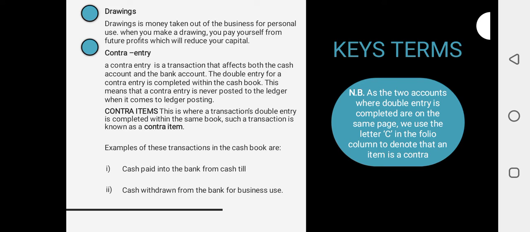Contra entry, remember, affects both accounts. It never affects one account. Hope that is clear. Now, I want us to look at what we have put to be noted in the circle.